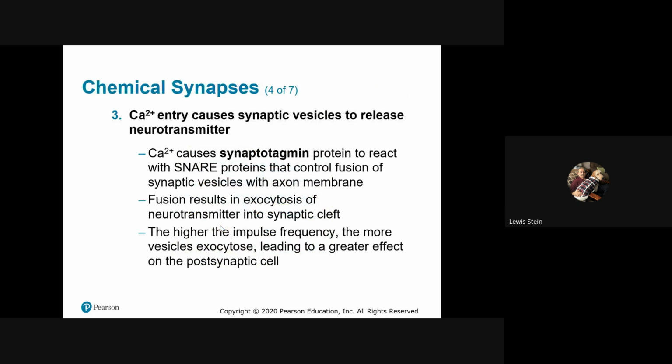Yeah, the synaptotagmin, that's the protein. You should remember that. Activates the SNARE proteins. And again, how many times do I have to say it? And more so here than in the muscle system.